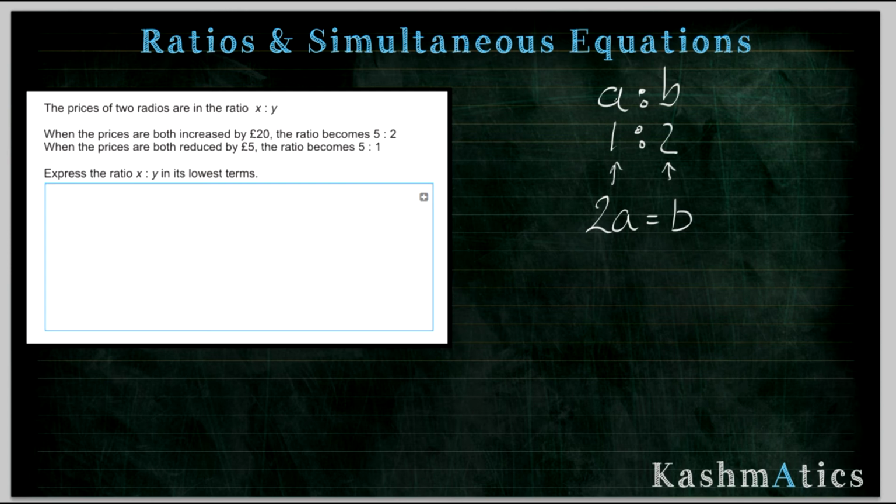So 2 times a is equal to 1 times b. So 2 times 1 is equal to b. 2 times 1 is 2, and 2 is what b is. So just remember that.